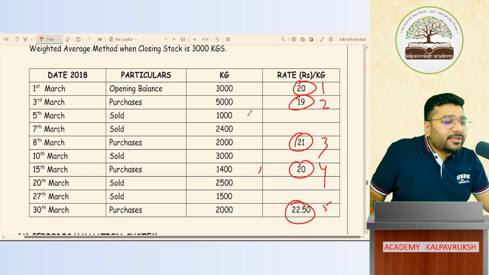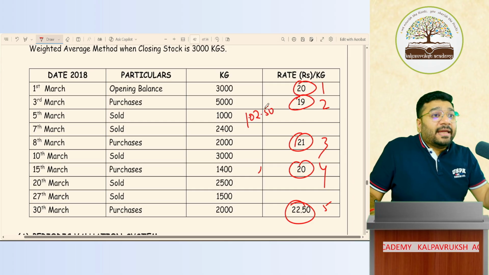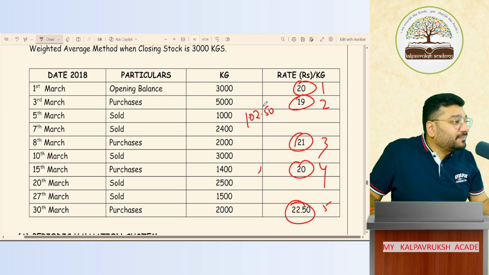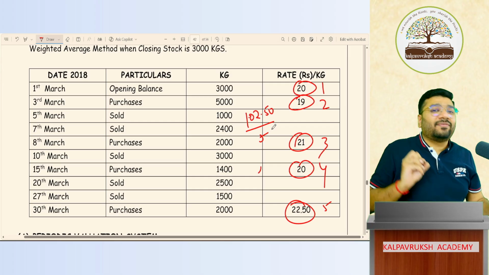Add all the 5 rates. How much is it? 20 plus 19 plus 21 plus 20 plus 22.5. Total is 102.50. In the numerator, how many items did you add? 5 items. Divide by 5.